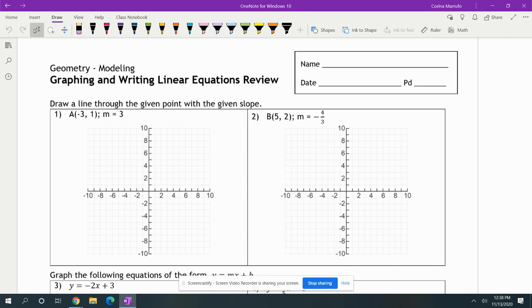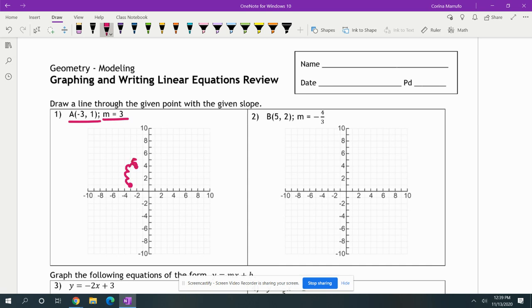Okay, so first they give us this point. This point is A, which is -3, 1. So I'm going to go ahead and graph it. -3, 1 would land right here. And then they tell us that the slope here is 3. So that means that we're going to have a rise of 3, so 1, 2, 3, and a run of 1.